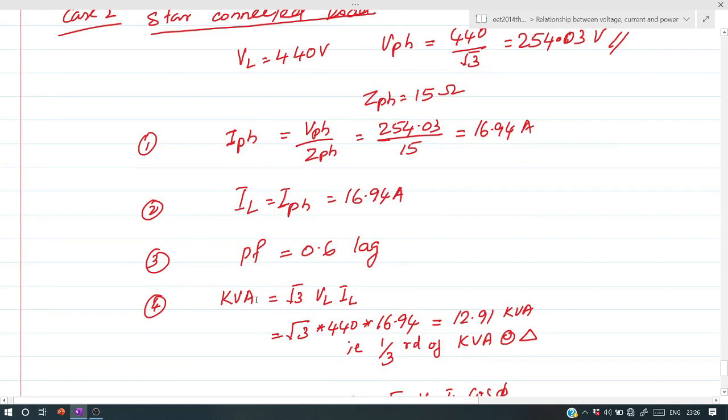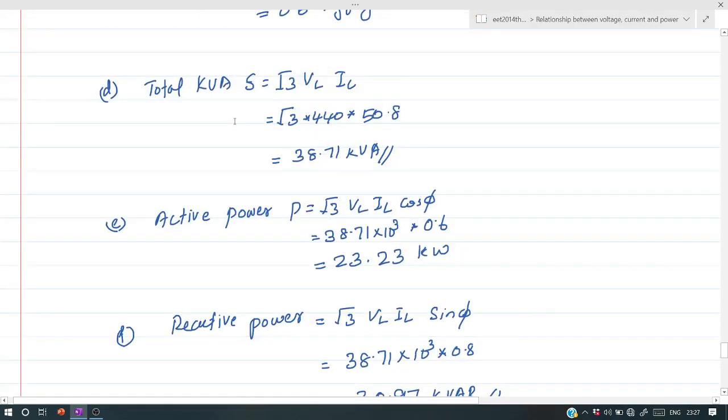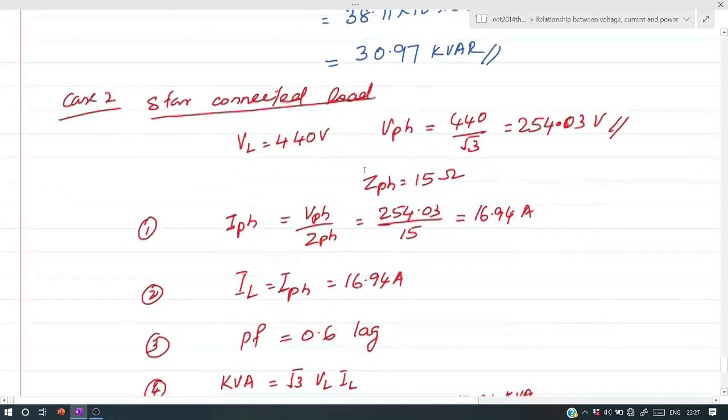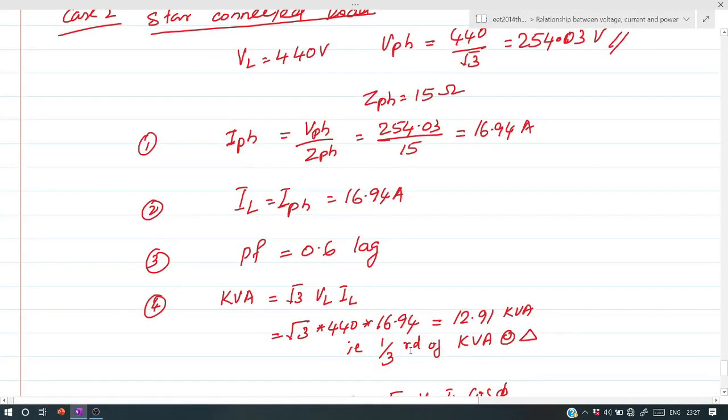Next one is kVA, which is equal to root 3 VL IL. Substituting VL as 440 volt and IL as 16.94, we can obtain kVA as 12.91 kVA. Here it is to be noted that in delta connected system, kVA was 38.71 kVA. Here in star connected system, it is reduced to 1/3 of kVA in delta, that is coming as 12.91 kVA.